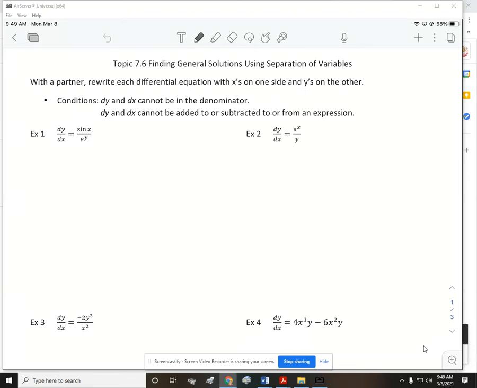All right, so today we're going to start finding the general solutions of differential equations by using separation of variables. In class, we're going to do this step with a partner, but since I'm just teaching this video and you're not in class, we'll just do everything together. When you are solving a differential equation, the first thing you're going to do is separate the variables.